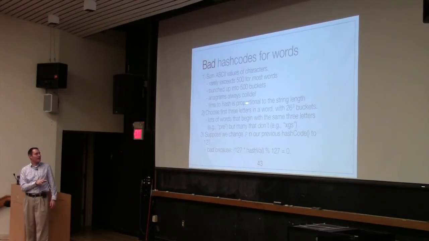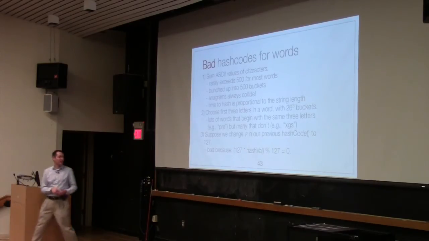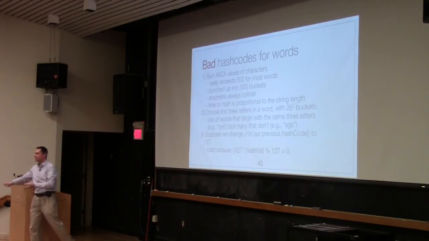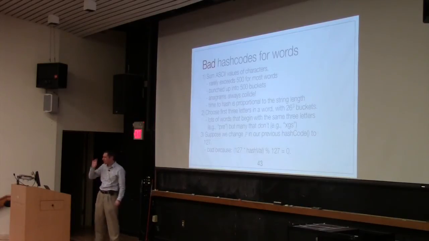And this one's not too bad, but the hash is proportional to the string length. If you have longer strings, you'll do that. Right? What about the first three letters in a word? Lots of words have prefixes. This is actually why tries work so well, right? Because lots of words have prefixes. Right? Okay, so if you ended up modding by 127, you'd end up getting 0 for all your buckets. So anyway, look at this in here. The bottom line is there are various good functions and bad functions for hashing. Okay, so you just have to be a little careful on that.